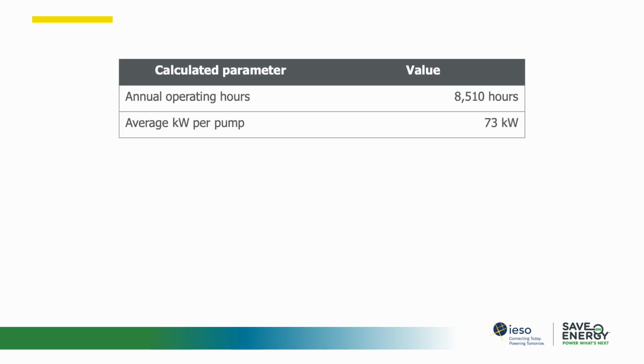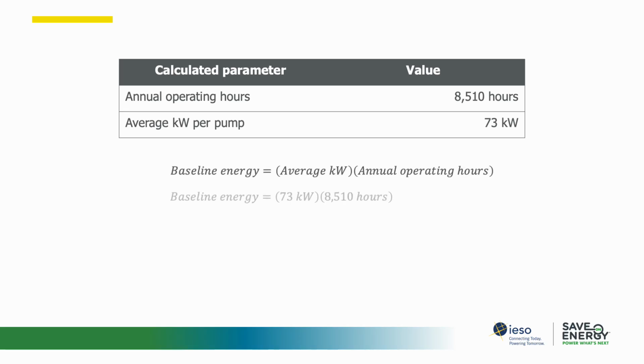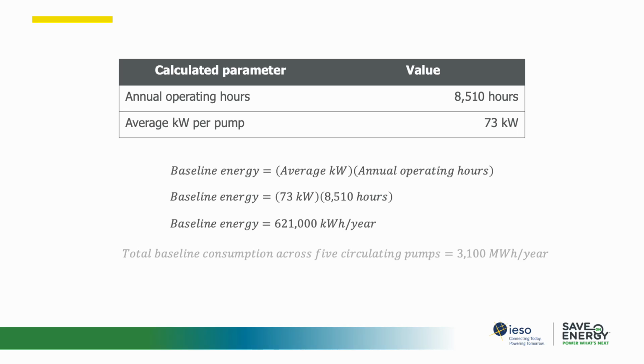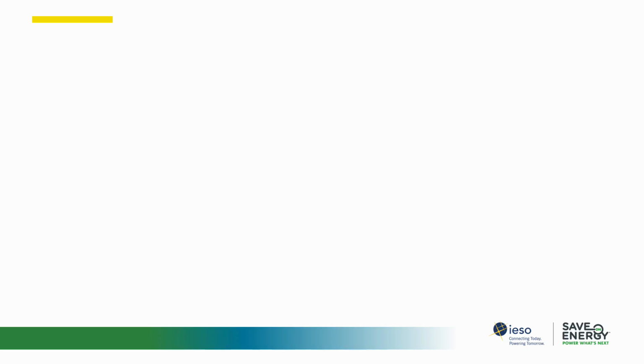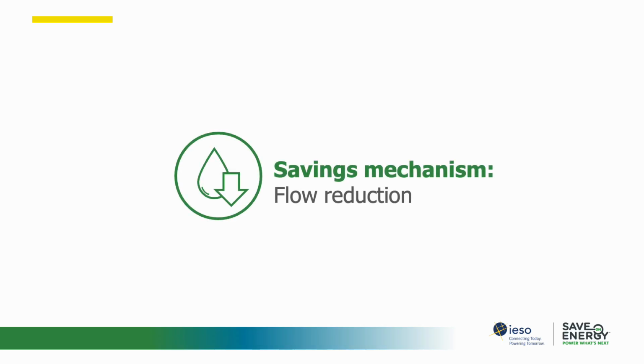Having assessed what data are available, we can then calculate the annual baseline energy consumption. The project baseline is the sum of the power of the 5 pumps multiplied by the annual operating hours. With the baseline established, we can turn our attention to understanding the savings mechanism. This is a flow reduction project that eliminates the excess flow within the bypass loop.